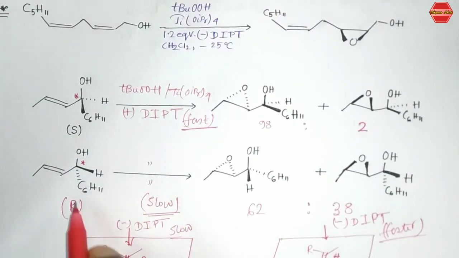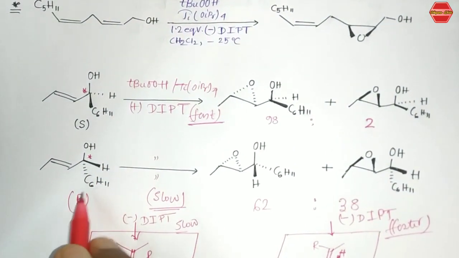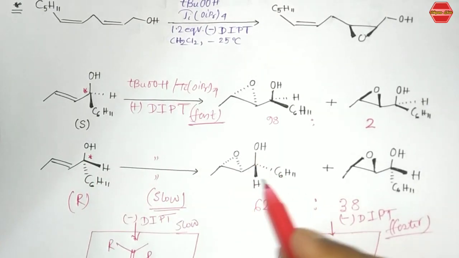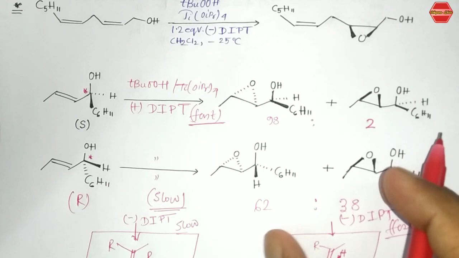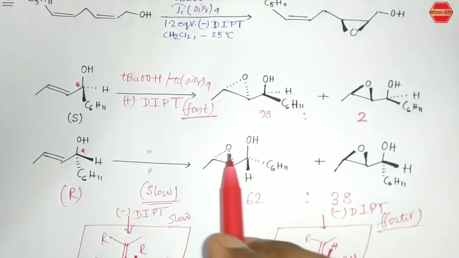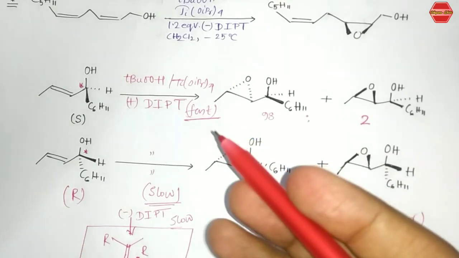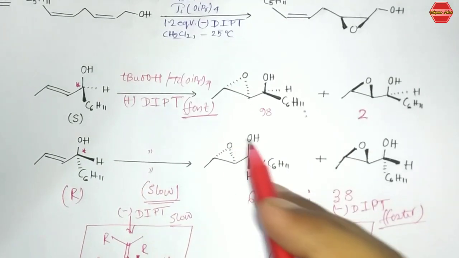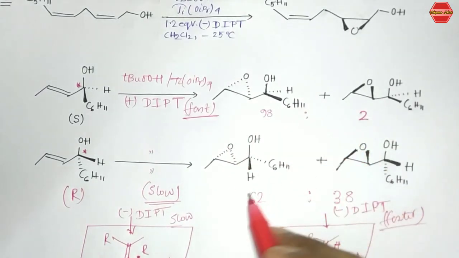But when we use this same compound, but it is in R, that is this bulky group is in the back side, then the product ratio is different. Product ratios are very much different. That is, this is formed in 62%. Although this is a slow step, it will try to form from this lower side, the lower side epoxide. That is why it is 62.